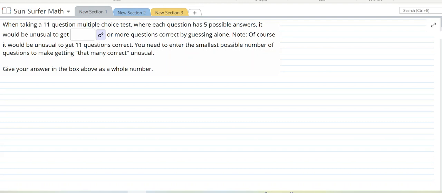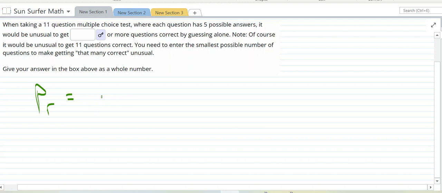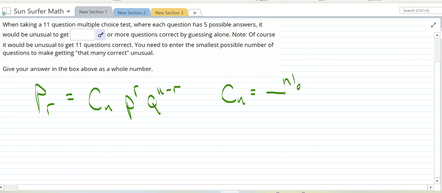The formula that we're going to be using for this problem is P sub r, which means the probability of event R occurring, is equal to C sub n, the combinations of n items, the P to the R times Q to the n minus R. And C sub n is equal to n factorial, this is the combinations formula, over R factorial times n minus R factorial. This is the combinations of n items taken R at a time.